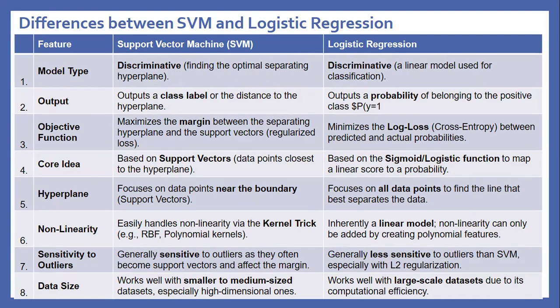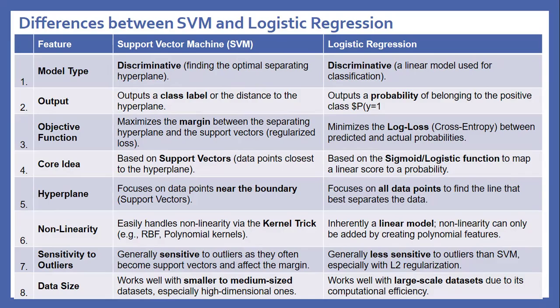Next question: difference between support vector machine and logistic regression. Model type: SVM is discriminative, finding the optimal separating hyperplane. Logistic regression is also discriminative, a linear model used for classification. Output: SVM outputs a class label or distance to the hyperplane. Logistic regression outputs a probability of belonging to the positive class, P(y equals 1).